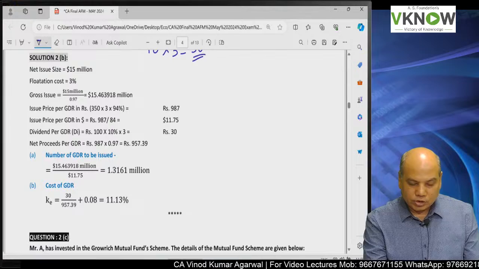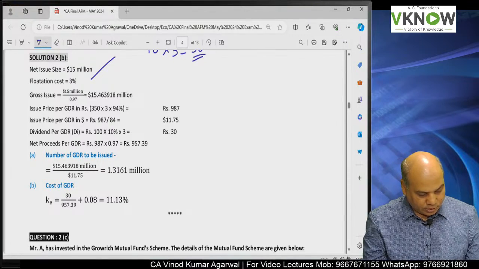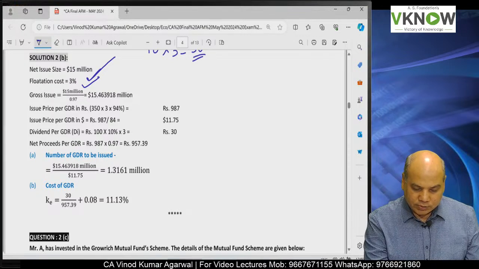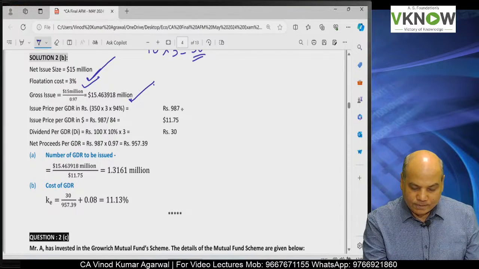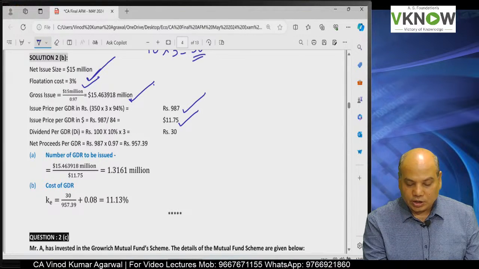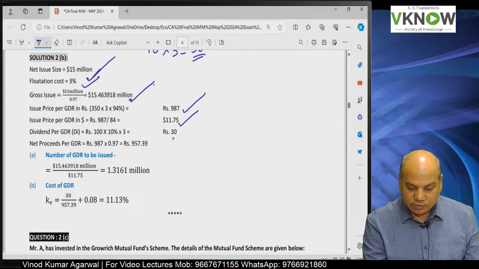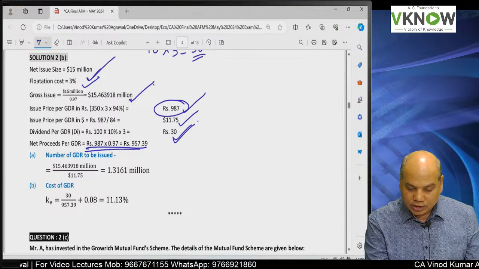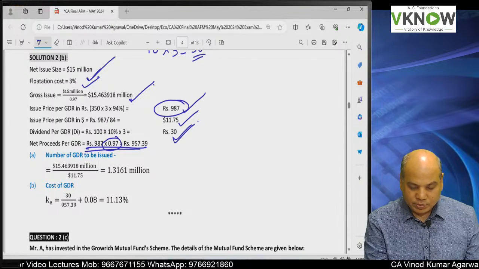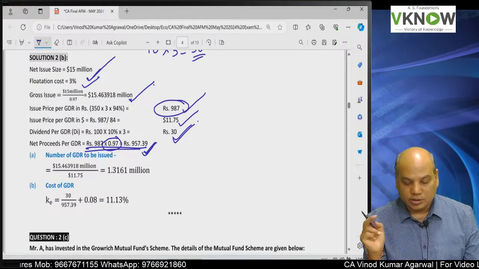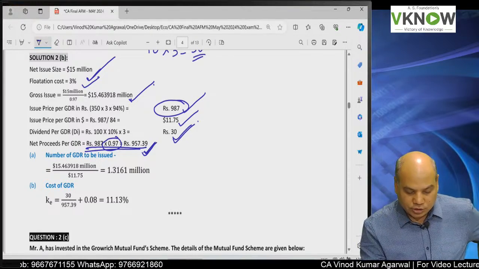This is the answer. Issue size is $15 million. Flotation cost is 3%. Gross issue is this amount. Issue price per GDR is 987. Issue price per GDR in dollar will be 11.75. Dividend per GDR will be 30 rupees. Net proceed per GDR will be 987 into 97%, because 3% is flotation cost. This is the amount received in rupee per GDR after deducting flotation cost.